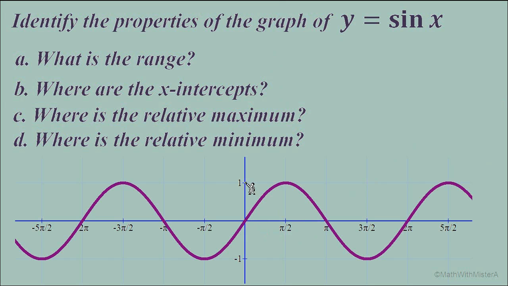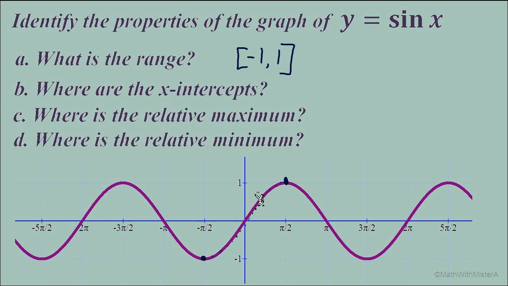The range is the vertical range that we see in the graph. Its lowest point is at -1, its highest point is at +1. The range is from -1 to +1 with those points included. At our maximum, we have a value equal to +1, at the minimum, a value equal to -1, and we have all of the points in between -1 and +1.